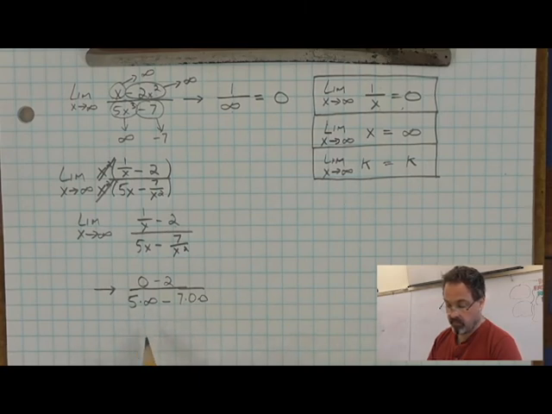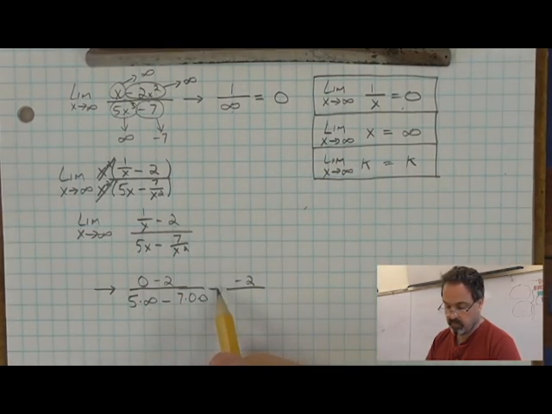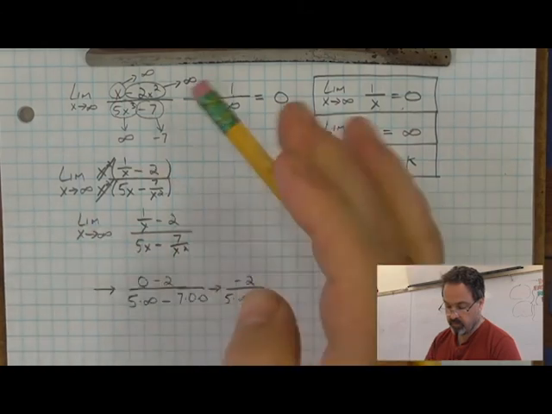We're almost finished taking this limit formally. Let's wrap this up a little bit. 0 minus 2 is a negative 2. And then we have, no, I'm not going to use the equals because I'm still going to use the infinity here. 5 times infinity minus 7 times 0 is 0. I wouldn't have to draw minus 0 if I didn't want to.